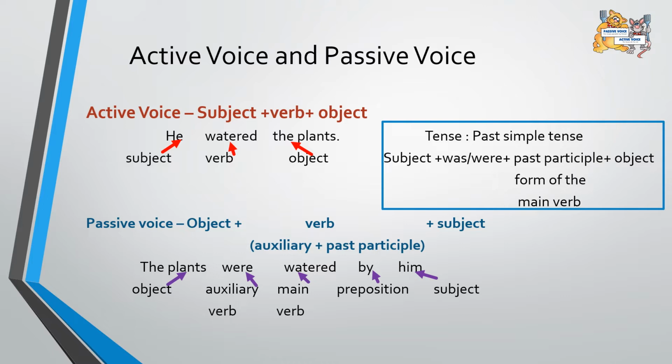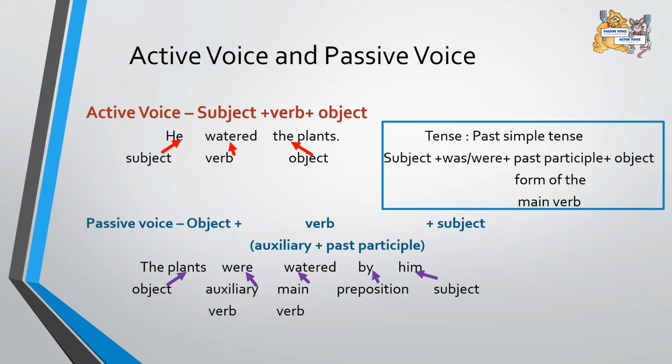So the passive voice formula of past simple tense is subject plus was/were plus the past participle form of the main verb plus the object. Now let's find the answer. The passive voice sentence begins with the object, that is the plants. Then we add the auxiliary verb according to the formula.